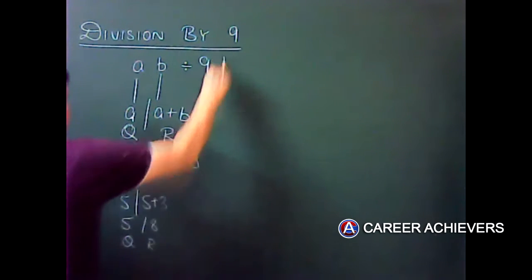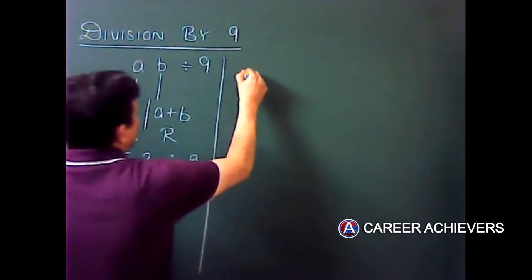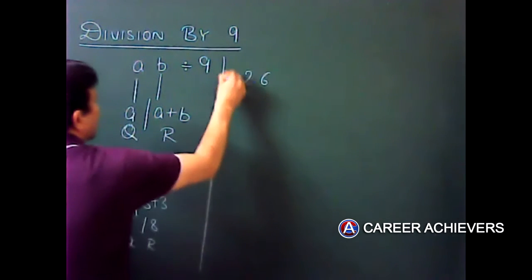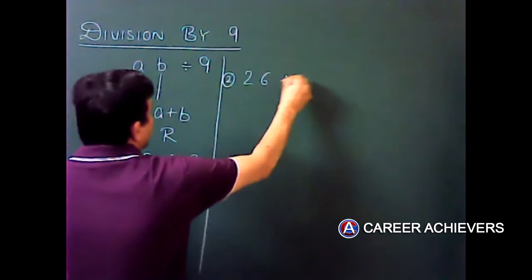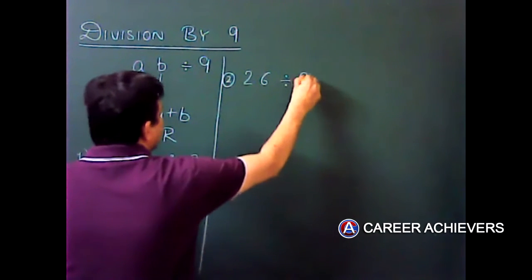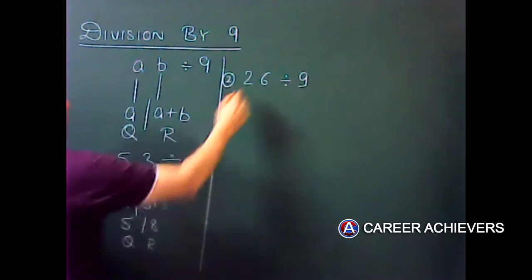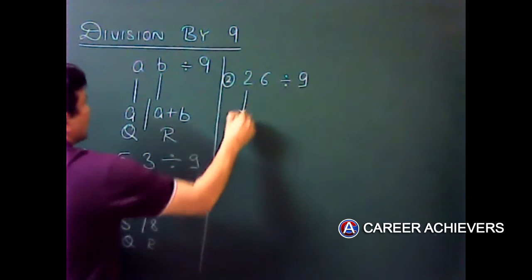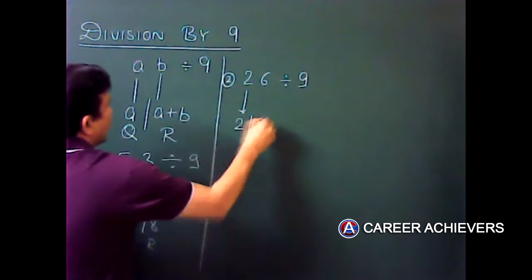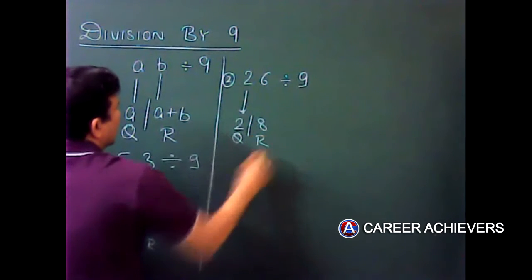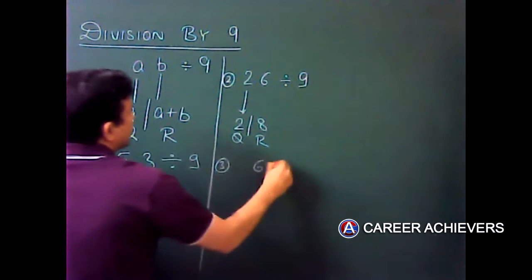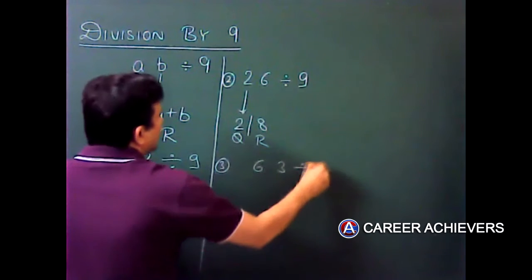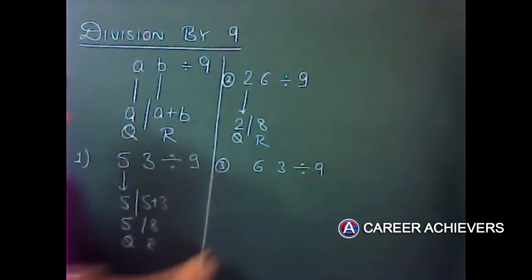Let us take another example. Sir, could you take something which could divide by 9, like 81? What happens if its division is by 9? Yes, I will take many examples. Just wait a second. 26 divided by 9. So 2 is the quotient and 8 is the remainder. Let us take 63 divided by 9.